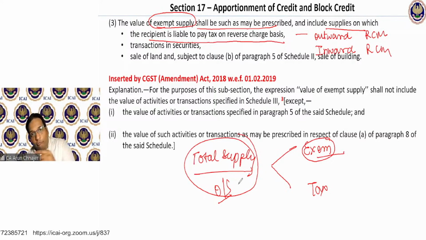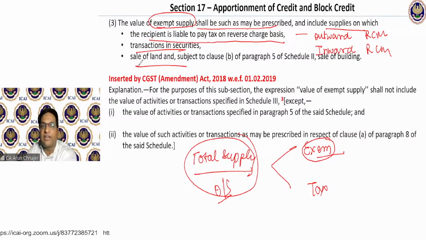So when I provide the supply to you, can I claim the ITC? The answer would be no. Why would the answer be no? Because 17.3 says outward supply on which the supplier will not pay the tax is equivalent to exempt supply. Ideally, it is not exempt, but they are saying we will treat this as exempt supply only for the purpose of reversal of ITC. Then they are saying transactions in securities.